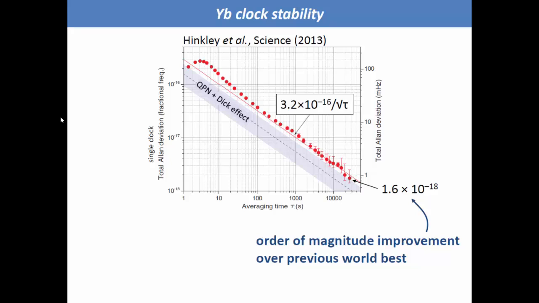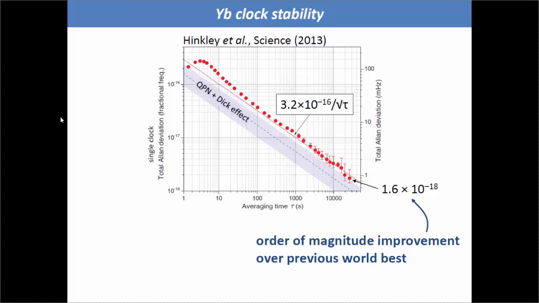One of the first things we did then was run the clocks against each other to test the stability. And what we got was an Allan deviation here that averages down as white frequency noise at a rate of 3.2 times 10 to the negative 16 per root tau, ultimately getting down to this 1.6 times 10 to the negative 18 level. And I should mention that tau is the averaging time in seconds.